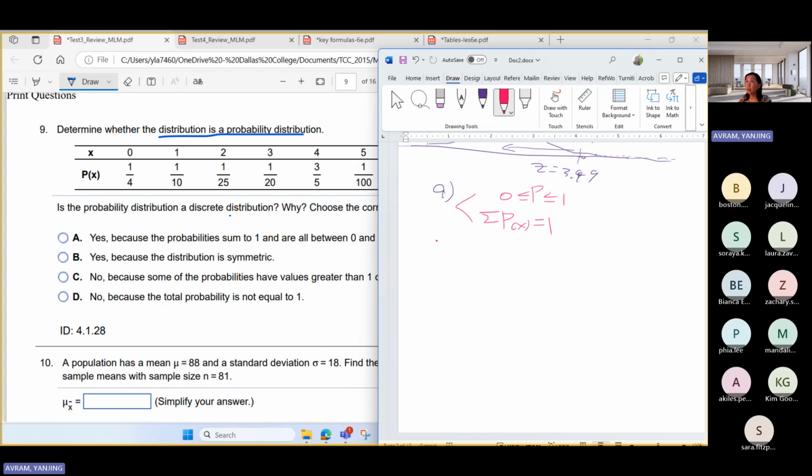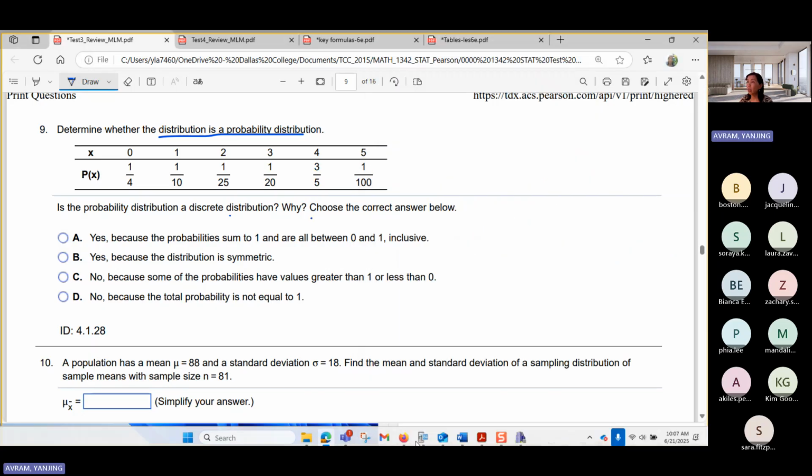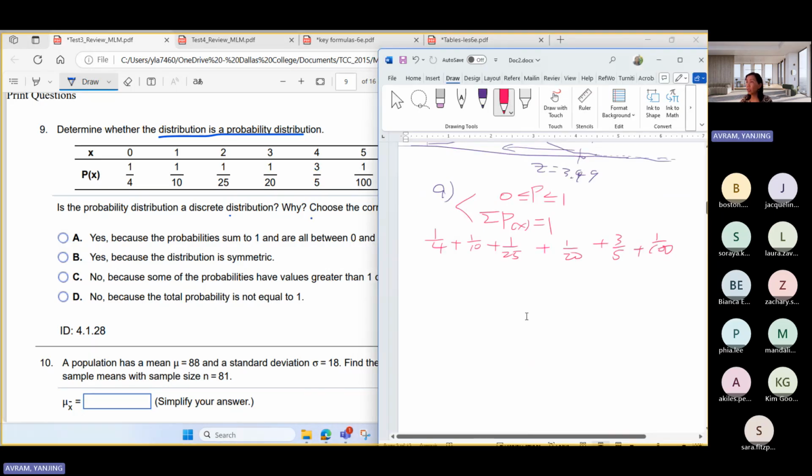To check this, we use the sum: 1/4, this is a probability, right? Plus 1/10, plus 1/25, plus 1/20, plus 3/5, plus 1/100. All right, and we need to check whether this is exactly equal to 1. It cannot be less than 1, it cannot be greater than 1, it has to be exactly equal to 1.